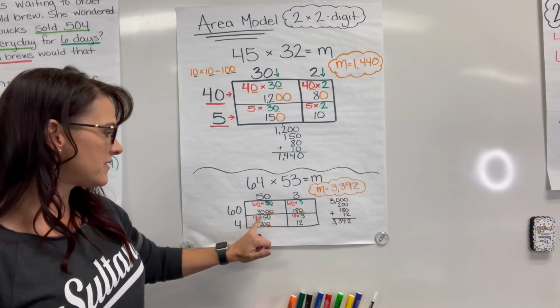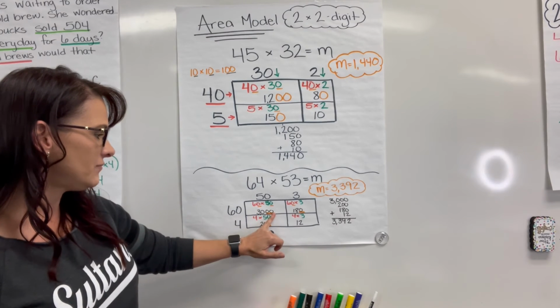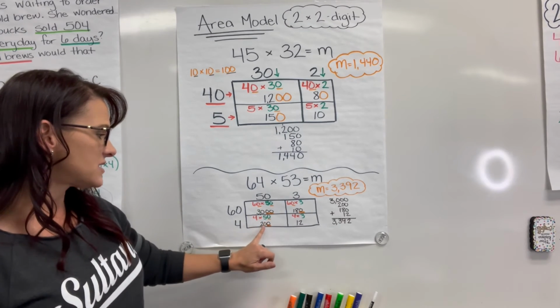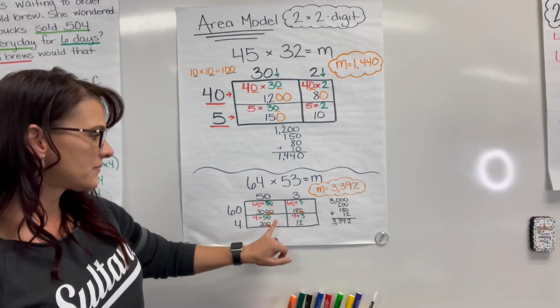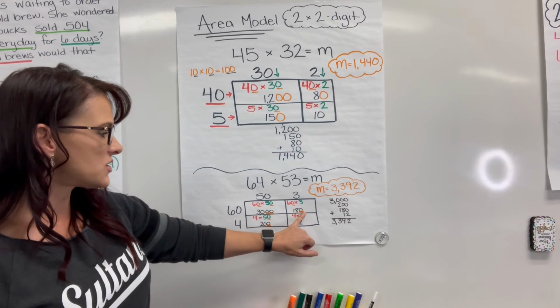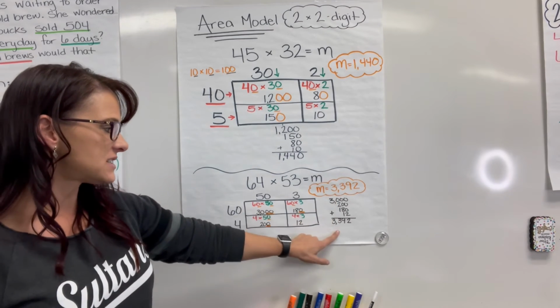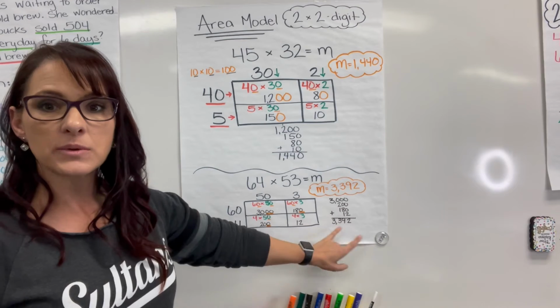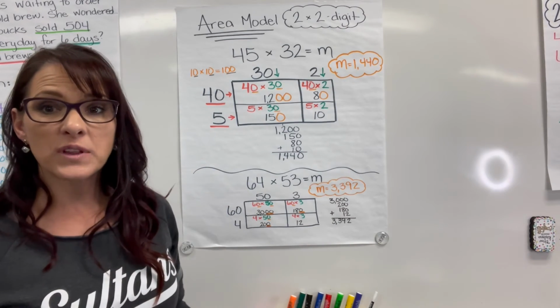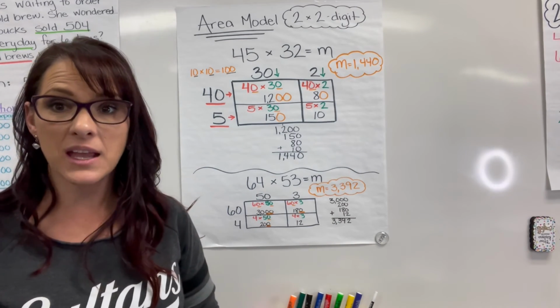6 times 5 is 30, so I have 3,000. 4 times 5 is 20, so I have 200. 60 times 3 is 180, and 4 times 3 is 12. Added those together, I got 3,392. So hopefully you came up with the same answer.